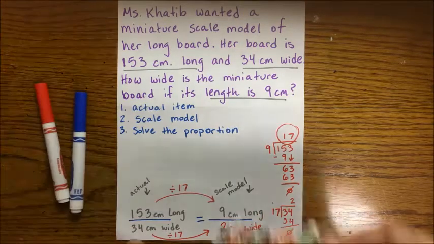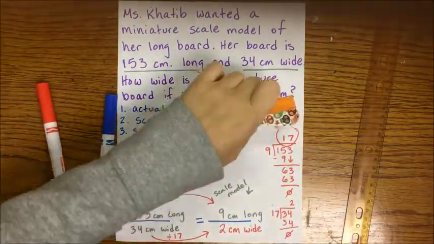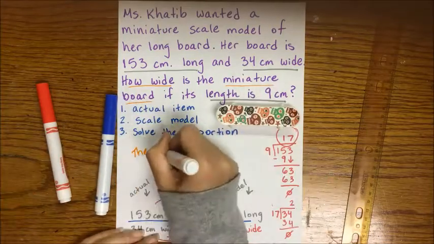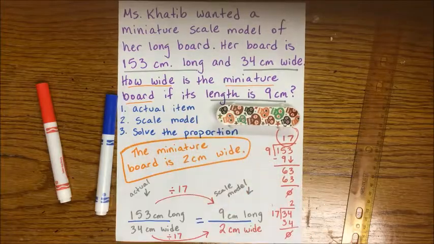So we have our ratio for the scale model, and we can actually measure a little scale model. And always write your answer as a sentence. So the miniature board is 2 centimeters wide.